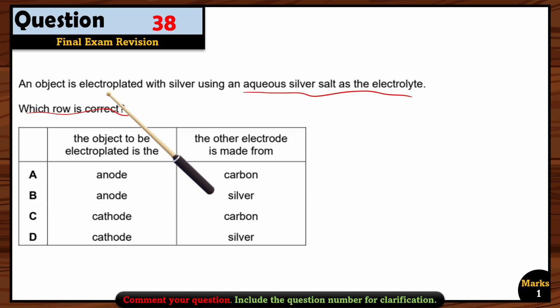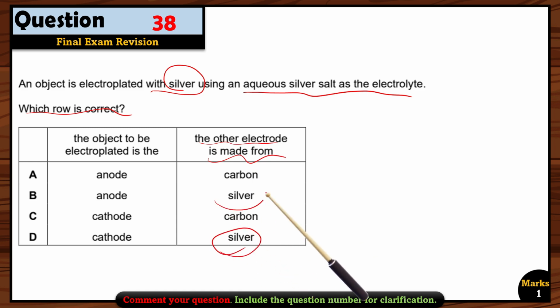If you see here, an object is electroplated with silver, it means silver is the metal you want to deposit on that object. So your silver should always be at the anode. Okay, so silver should be at the anode. So the other electrode is made from what? The object you want to electroplate, and it should be at the cathode. So the cathode is the right option. So this option D is correct.